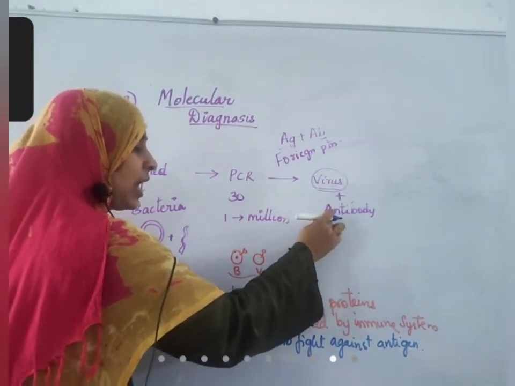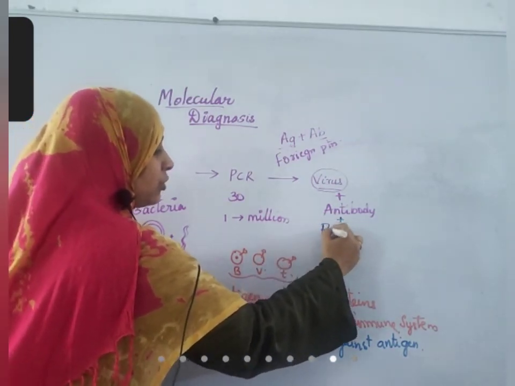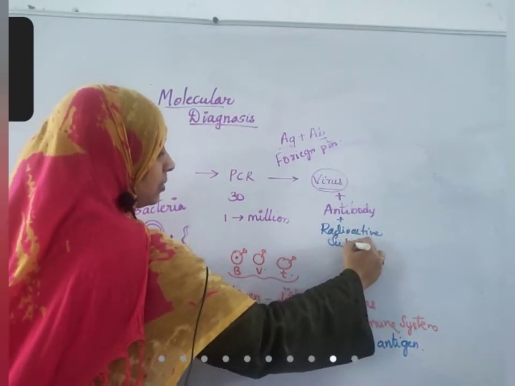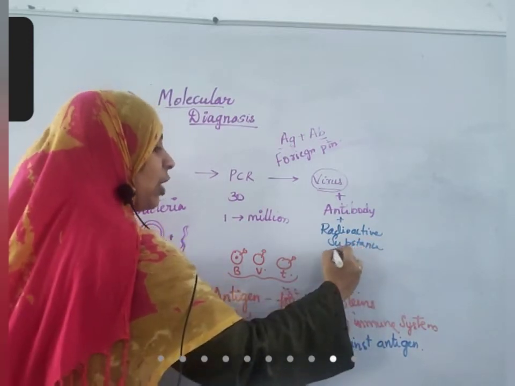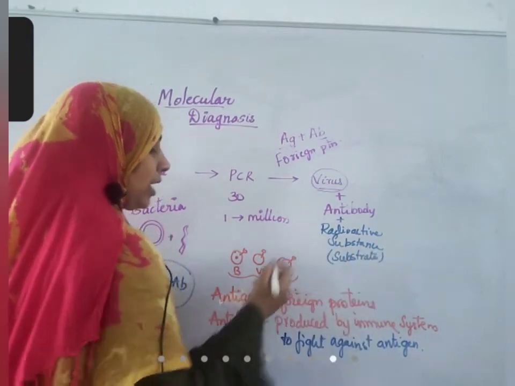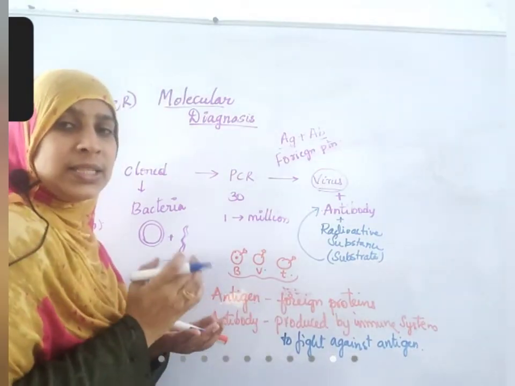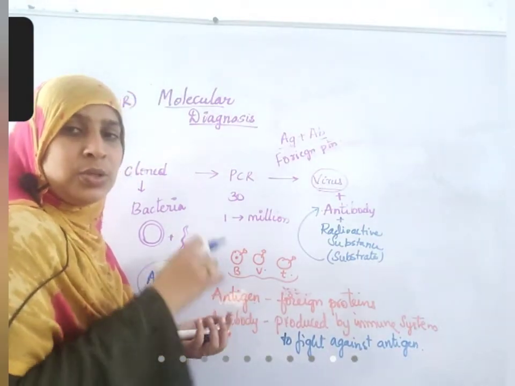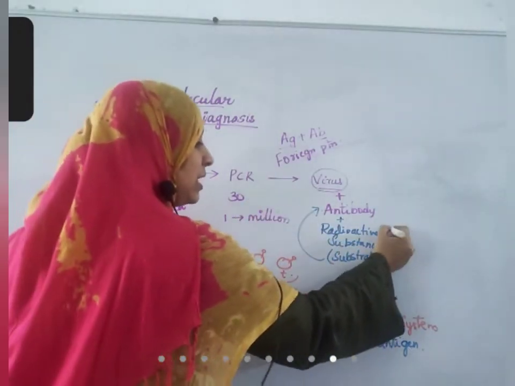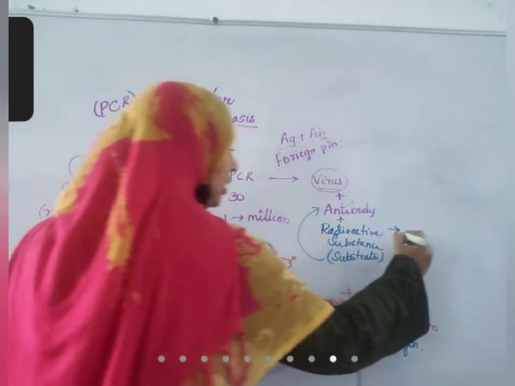For this antigen, the specific antibody is added, and this is added with a radioactive substance. This radioactive substance is called the substrate. The substrate is added to the antibody, and that antibody is added to the virus sample. If the binding is there, then this molecule can be easily identified by a technique called radioautography.